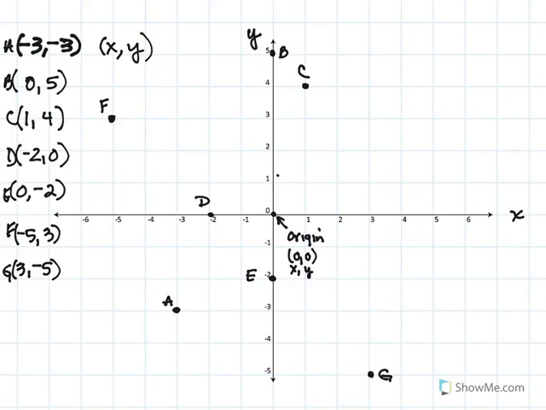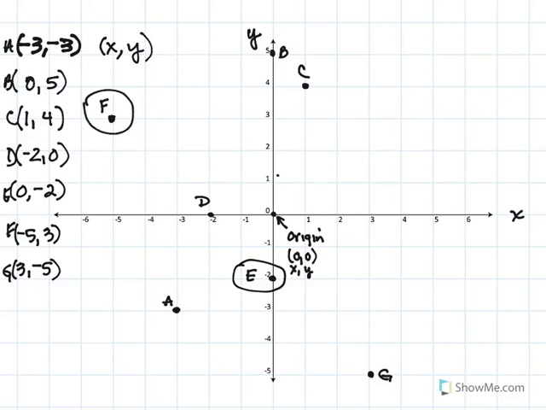Okay, so when we graph E, E is (0, -2). So E is on the y-axis. X is 0, y is -2. Then we have F, (-5, 3). So we go where x is -5 up to where y is 3, and we would end up at F.